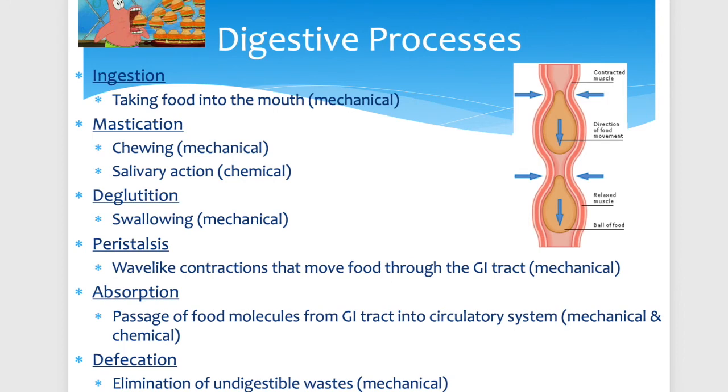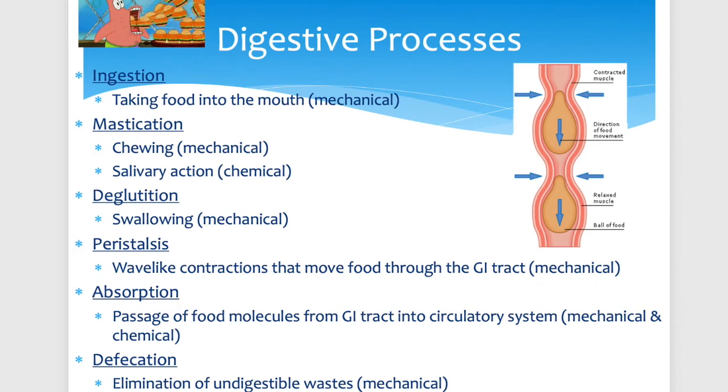Once you've chewed your food, you need to then swallow your food, and that process is called deglutition. So you physically swallowing your food, again, that would fall under mechanical digestion. Next is something called peristalsis. Peristalsis is going to be a process done by smooth muscle, which we've just talked about, muscle before winter break.